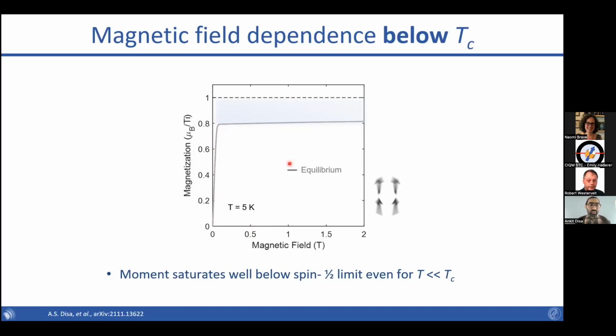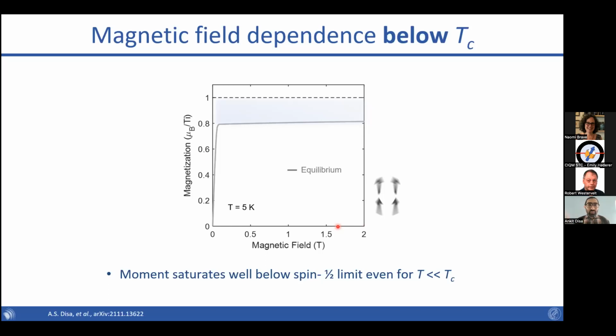And what's interesting is that even well below TC, so this is at 5 Kelvin, and at relatively large fields relative to the coercive field of the material, the magnetic moment saturates only at about 0.8 Bohr magnetons per titanium, which is significantly below the spin 1/2 limit of 1 that you would expect. And this suppression cannot be explained by spin orbit effects. It cannot be explained by canting of the magnetic moments. It's potentially related, again, to the existence of this sort of fluctuating spin orbital order, at least in theory.